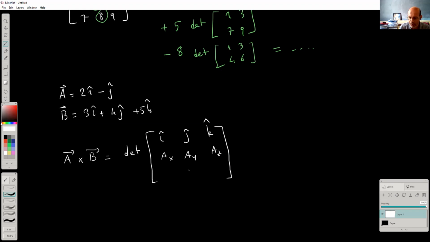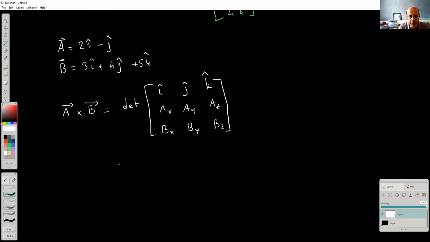Let me just write it down. In the third one, I just write down the components of the B vector. And usually you expand around the first column, but that's up to you. So in this particular case, that's the determinant of I, J, K in the first row, the second row is 2, minus 1, 0, and the third row is 3, 4, 5.